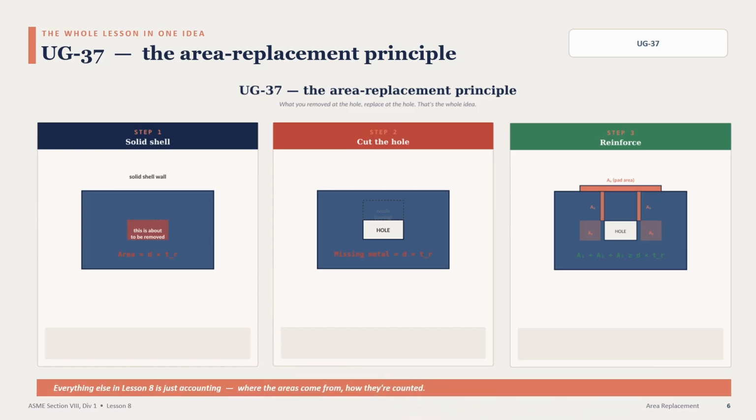Simple. Everything else in lesson 8 is just accounting. Where the areas come from, how they are counted. UG-37 itself is one idea. What you removed at the hole, replace at the hole.